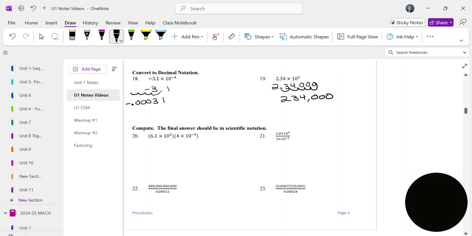When you multiply with scientific notation, multiply the numbers first. So 6.1 times 4 is 24.4. Then multiply the exponents next. Well, 5 plus negative 9 is negative 4. Now, this is not in scientific notation. You have to move it, so make it 2.44 because it has to be between 1 and 10. And when you make this number smaller, you're going to make the power bigger. So it's going to become 10 to the negative 3rd.